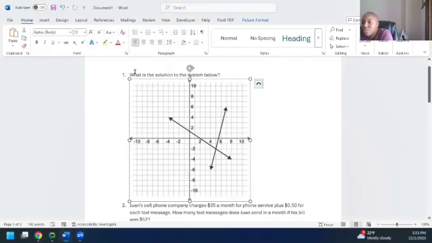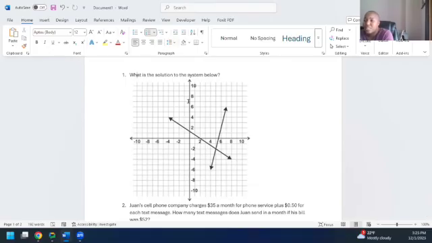Okay, first question. What is the solution to the system below? To find a solution to the system, if it's graphs for you, you just have to see where they intersect. So for that intersection point, you just have to say that ordered pair. The x goes first. The x is on the horizontal axis, and the y is on the vertical axis. So you start with the x, which is positive 5, and the y is negative 2. So you just write your ordered pair as 5, comma, negative 2. And that's all you do for the first question.